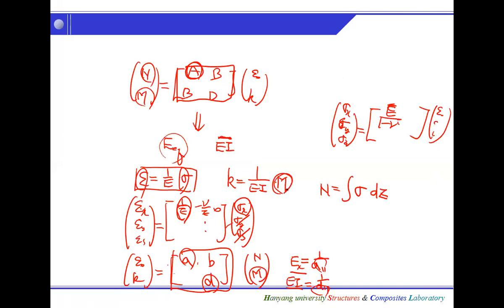What's the definition of a moment? This moment is the integral of sigma times z dA, right? This is the definition. But our definition is a little different: this is sigma z dh. There is a little difference. Our definition of m is through the thickness.